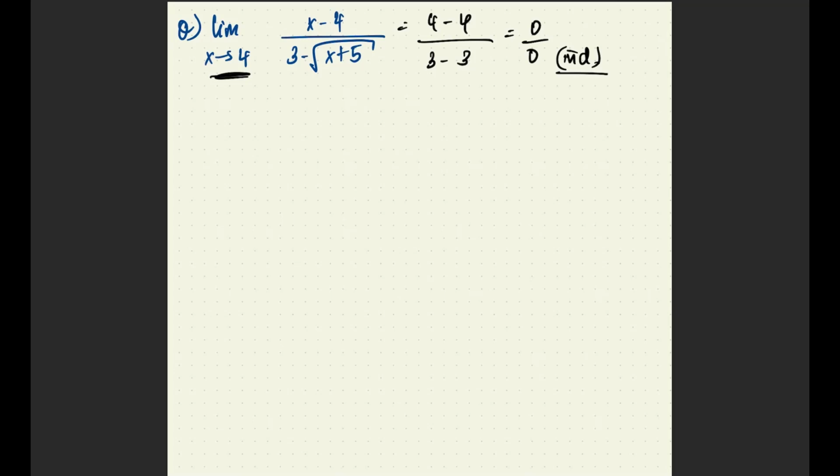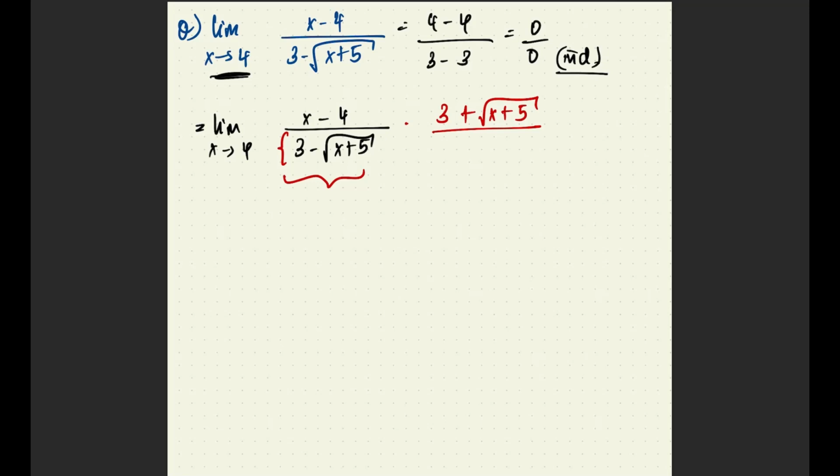Okay, so what we do here is that we take the limit as x approaches 4 of our function, and now we multiply both the numerator and denominator by the conjugate of the term that contains the square root. In this case, our denominator contains the square root, so I'm going to take the conjugate of this whole denominator and multiply it to both the numerator and denominator. The conjugate of 3 minus the square root of x plus 5 is just 3 plus the square root of x plus 5. Again, remember with conjugates, we just flip the sign in between both the terms, right?